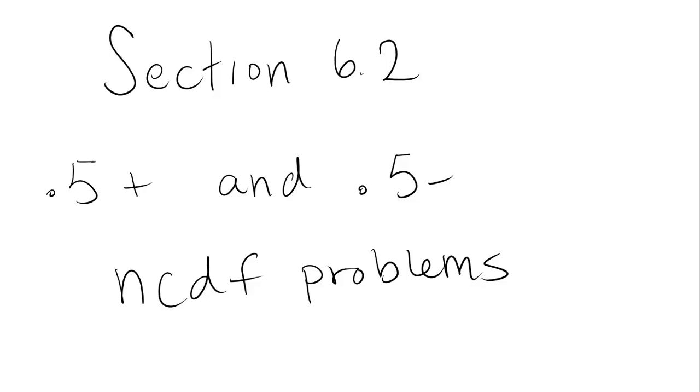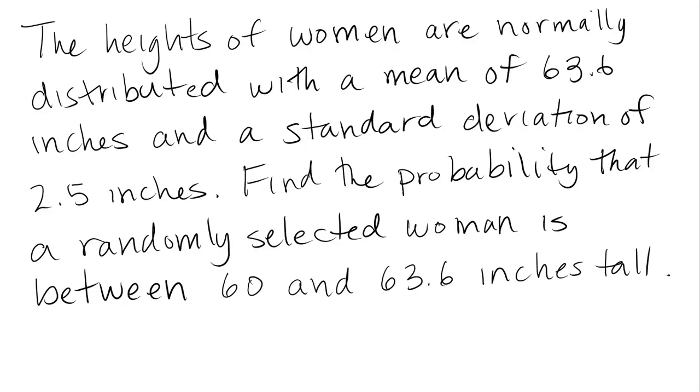Let's warm up with a between problem, but we're going to be using this for a purpose. We're going to be doing a problem using the technique from the previous video, but it's going to lead into the ideas that we need for the 0.5 plus 0.5 minus problems. We used this variable in the last video. The heights of women are normally distributed with a mean of 63.6 inches and a standard deviation of 2.5 inches. Find the probability that a randomly selected woman is between 60 and 63.6 inches tall.